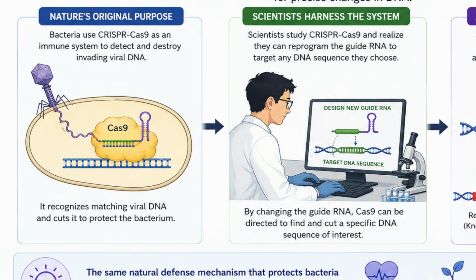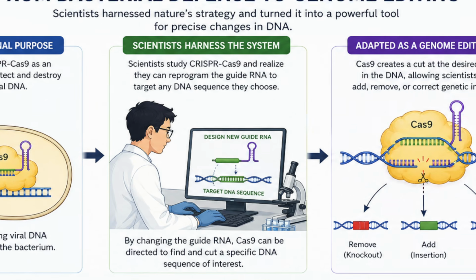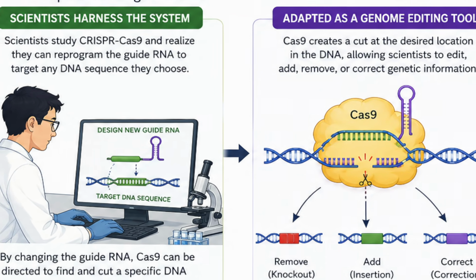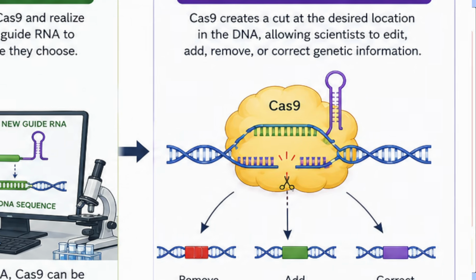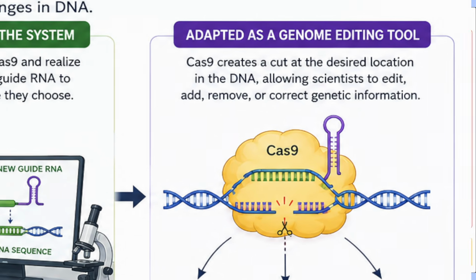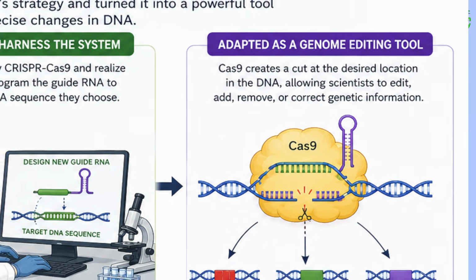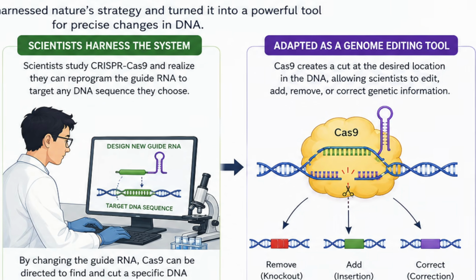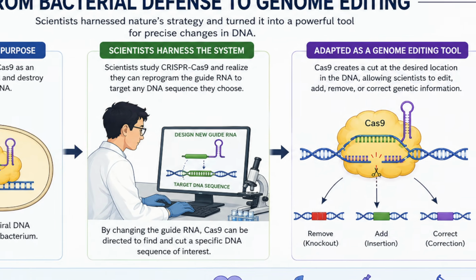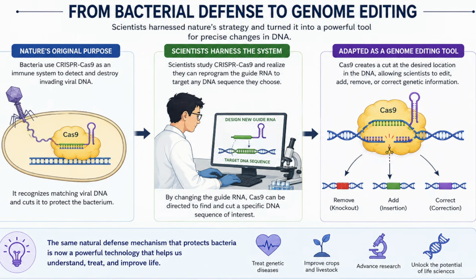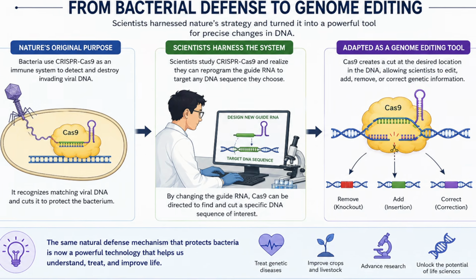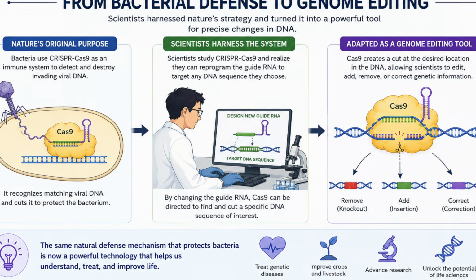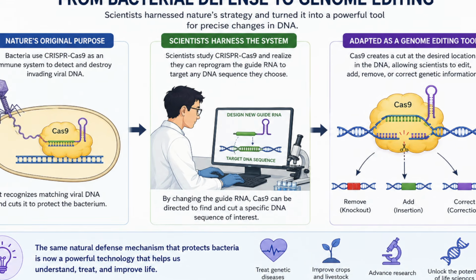And this natural defense system in the bacteria is what scientists eventually learned to harness. By modifying the guide RNA, researchers can direct the Cas9 molecule toward a specific DNA sequence of interest. And that's the basic idea behind CRISPR-Cas9 genome editing, using the targeting mechanism that bacteria naturally evolved for defense and adapting it as a tool to make precise changes to DNA. And that's what we will explore in the next video.